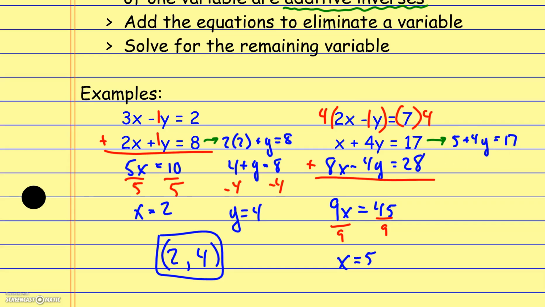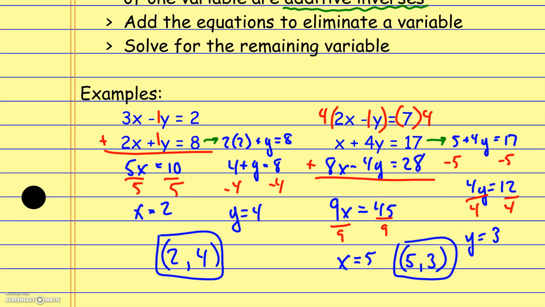And so from here, I just have to subtract the 5 from each side. So I end up with 4y equals 12, and then I divide by the 4. So I find out that y equals 3, and that's it. I've got my answer here, the 5, 3, and I'm done.